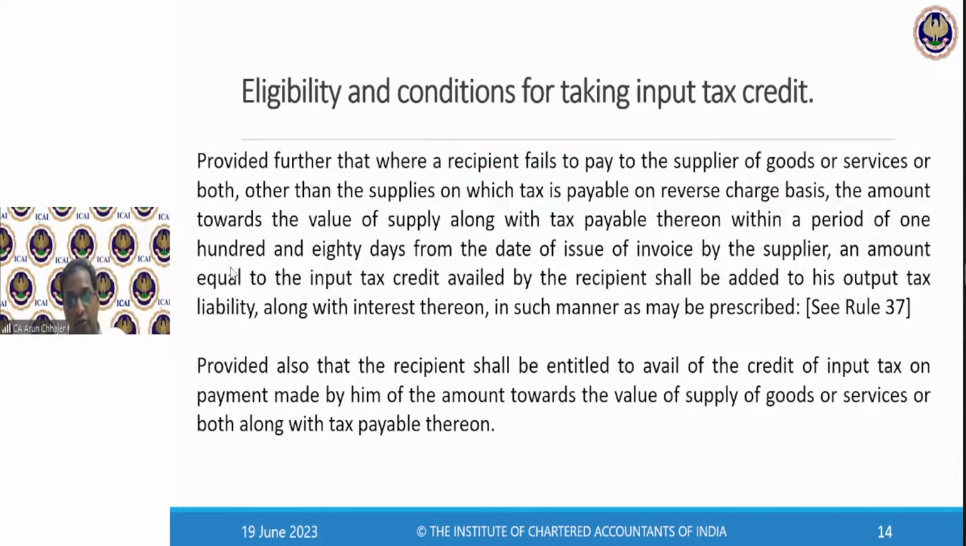Manisha, it was added later on. So that study material which is being given, you should refer to all the amendments. It will be there.